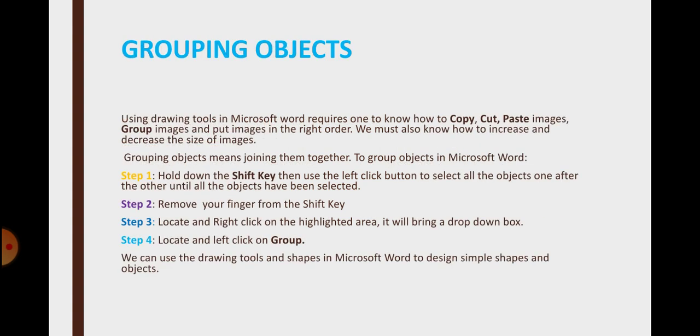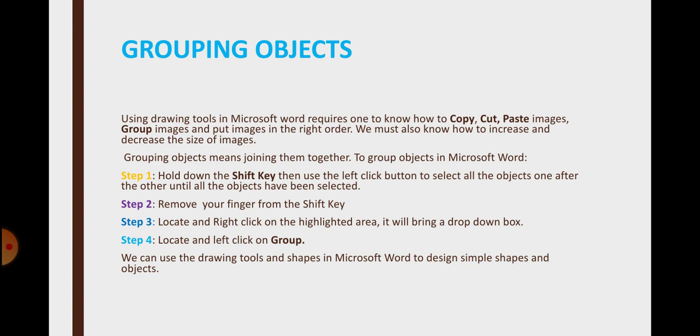Now, the first thing I want to talk about in this topic is how to group objects. Using drawing tools in Microsoft Word requires one to know how to copy, cut, and paste images, group images, and put images in the right order. We must also know how to increase and decrease the size of these images. Grouping objects means joining them together.